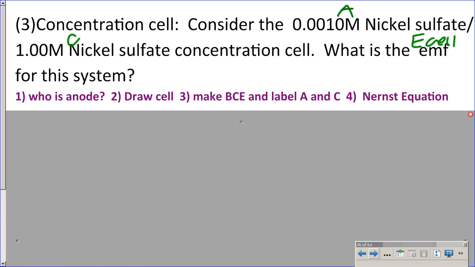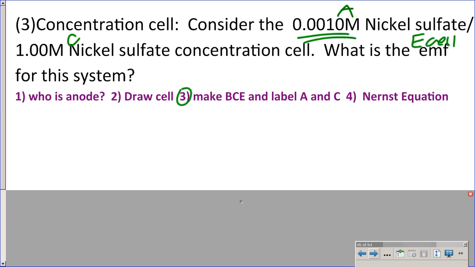So, here's the anode. Draw the cell. Make a BCE and label who's the anode. And this part is super important because in the end, when you plug this into the Nernst equation to figure out the new E, you have to figure out who the product is and who the reactant is, right? So, here's the anode. We know it's nickel. We know it's this one right here. And then we're going to plug it into the Nernst equation.